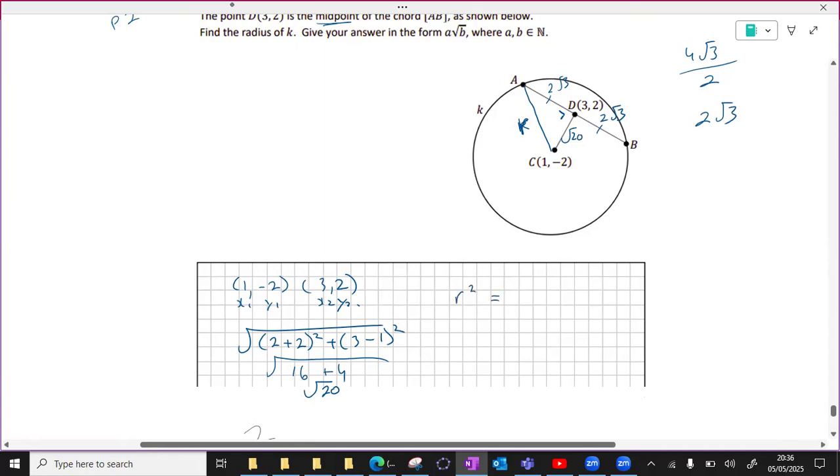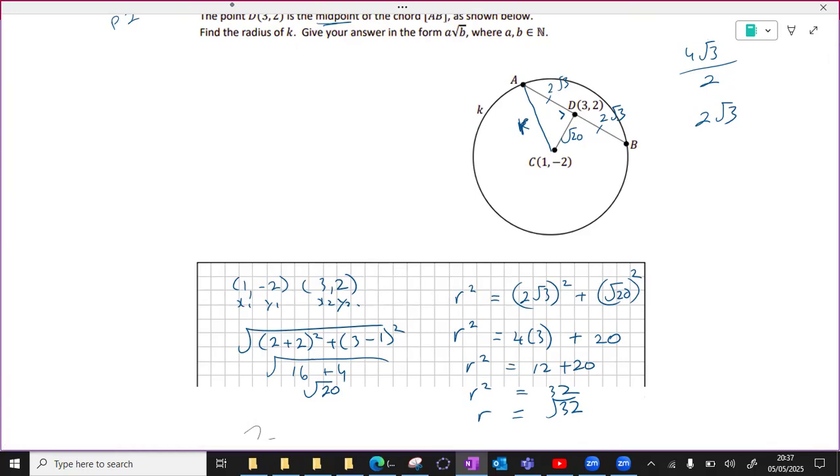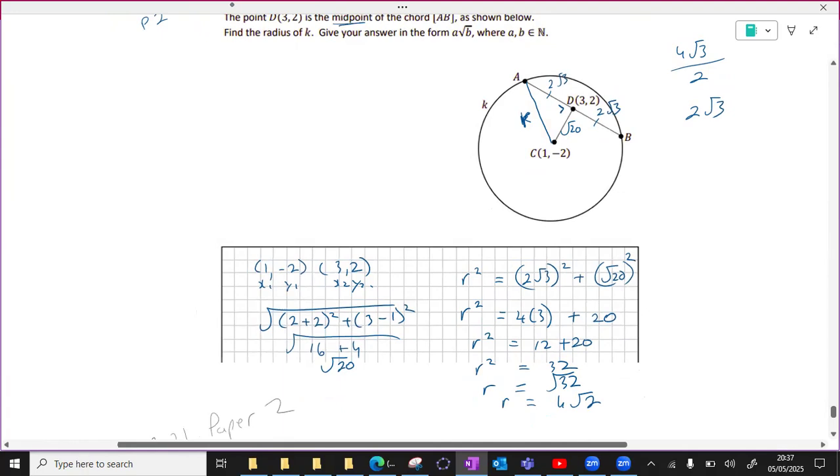So R squared should be equal to 2 root 3 squared plus root 20 squared. So R squared is equal to 4 times 3, and the square of root 20 is just 20. So R squared is equal to 12 plus 20, so R squared is equal to 32. So R is the root of 32. So that's 4 root 2. So my radius is 4 root 2. It says it should be in the form A root B, which it is. So we're happy about that.